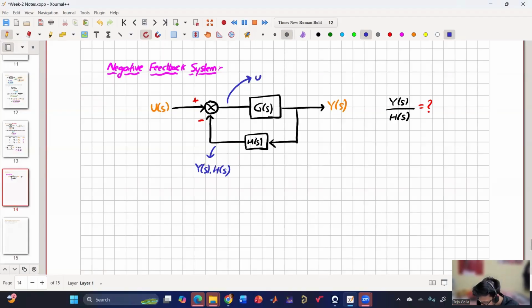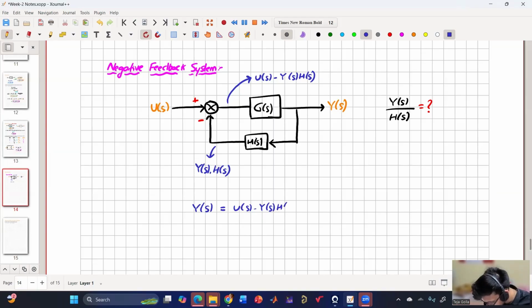U of s minus y of s into h of s. Yes, very good. Now this signal is passed through g of s and the output is y of s. So if I have to write y of s in terms of g of s and the input, what will be the expression? Y of s is equal to what? U of s minus y of s h of s into g of s.